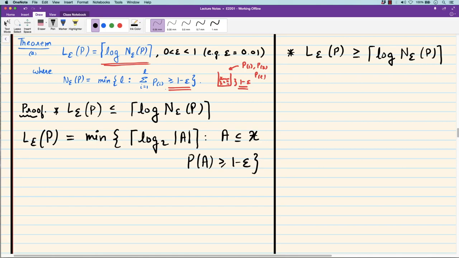Among all such subsets, what's the minimum value of this? That's what our definition was. Now, what this says is there is a subset A which has cardinality this much, and therefore the minimum can only be smaller. So we have to just find a subset. So this upper bound here says that we have to give a scheme, we have to give a subset which attains this. So what is that subset?